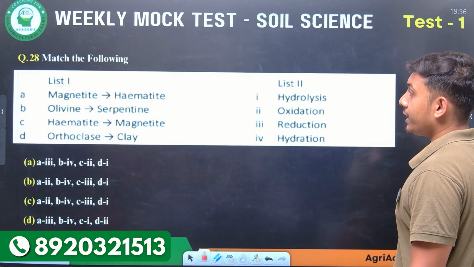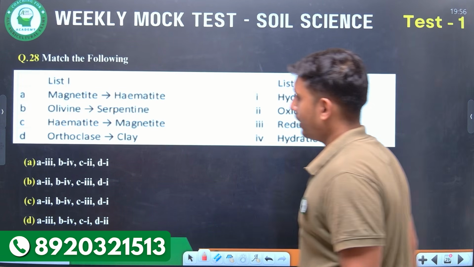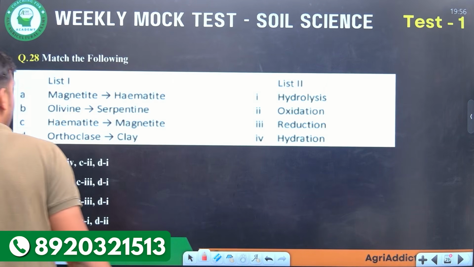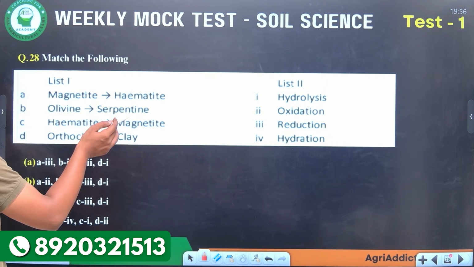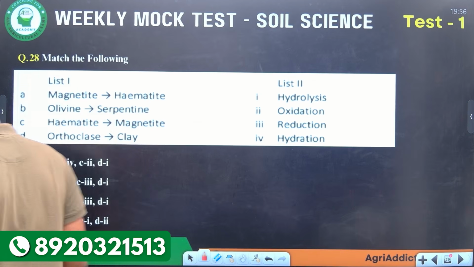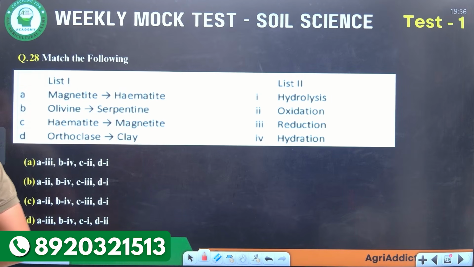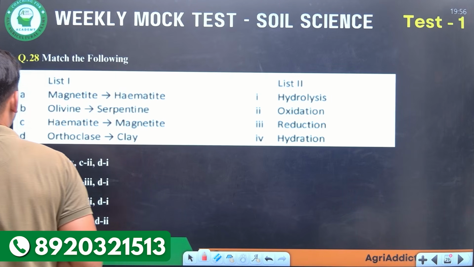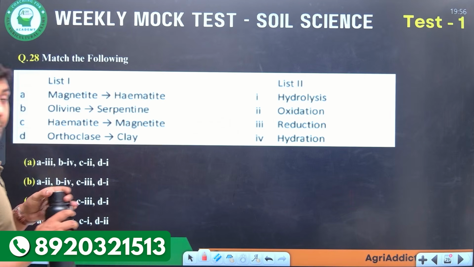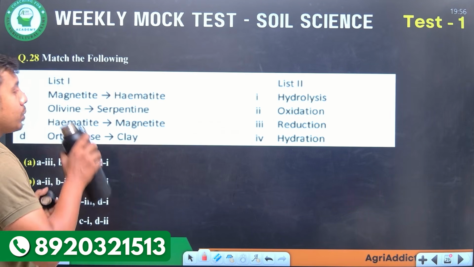Now question 28. Here also a matching. First see the question. These are the changes: magnetite, hematite. Then comes olivine, serpentine. Magnetite, hematite, then comes olivine, serpentine. Then comes hematite, magnetite. Then comes orthoclase to clay.